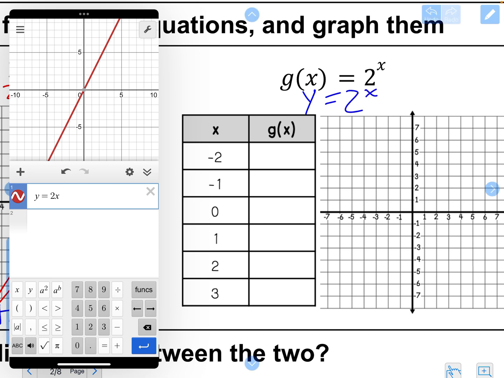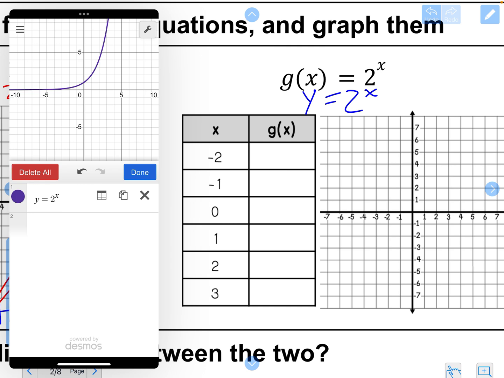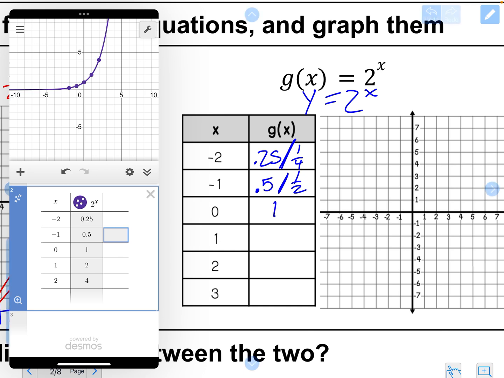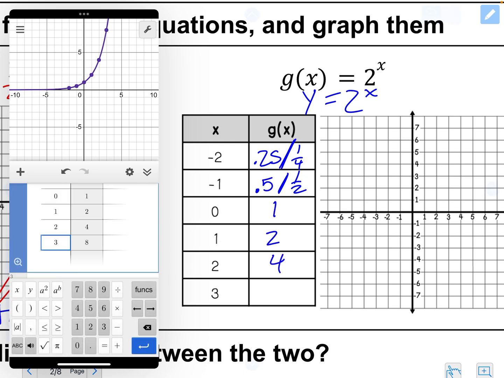So now let's type in our g of x, which again is just the same thing as y equals 2, and then our x is the exponent. So we're going to hit y equals 2, and then I'm going to hit my A to the B button, and I'm going to type in x. And again, I'm going to turn it into a table and write down my values. So 0.25, which is the same thing as 1/4, 0.5, which is 1/2, 1, 2, 4, and then let me type 3 into the table, and we get 8.